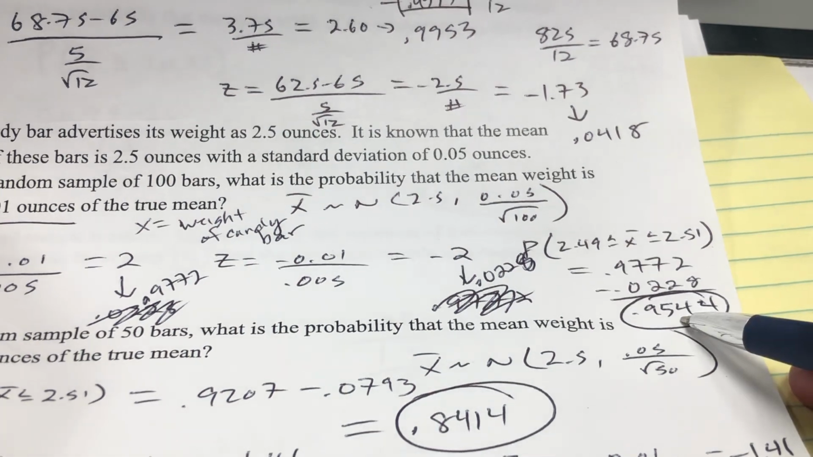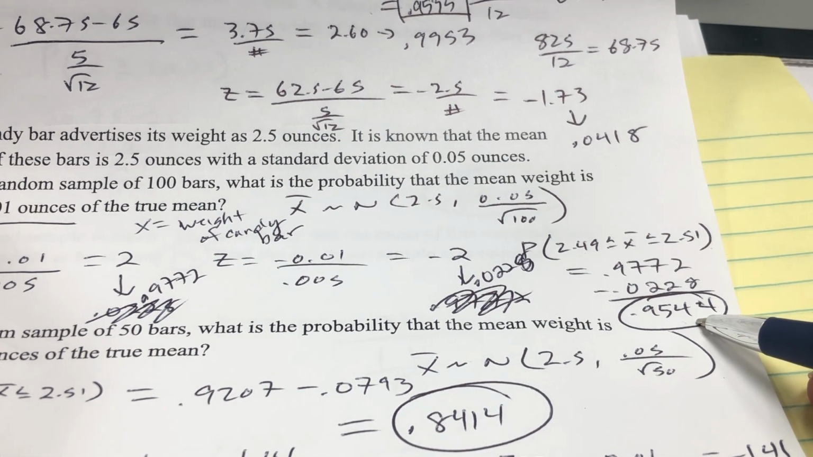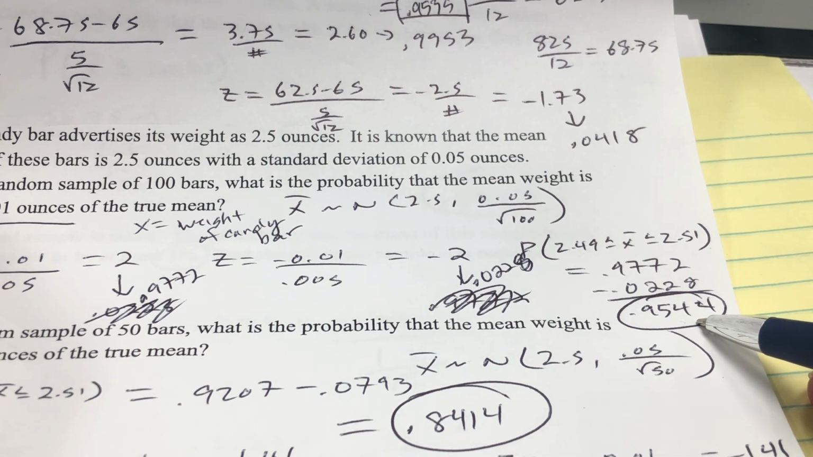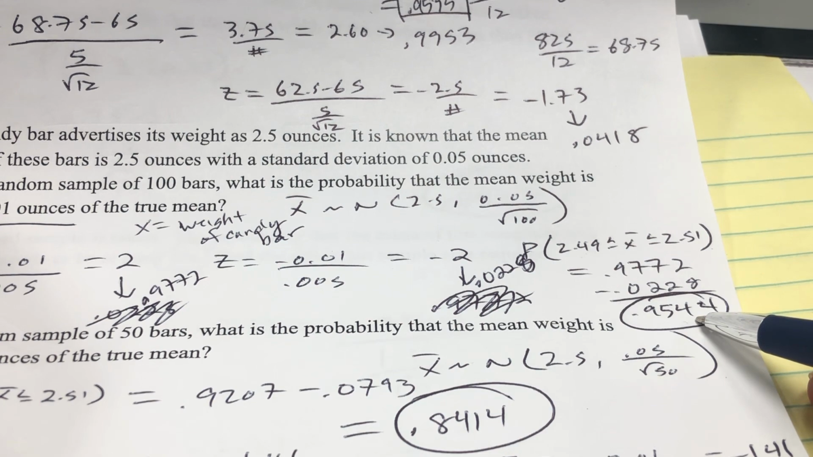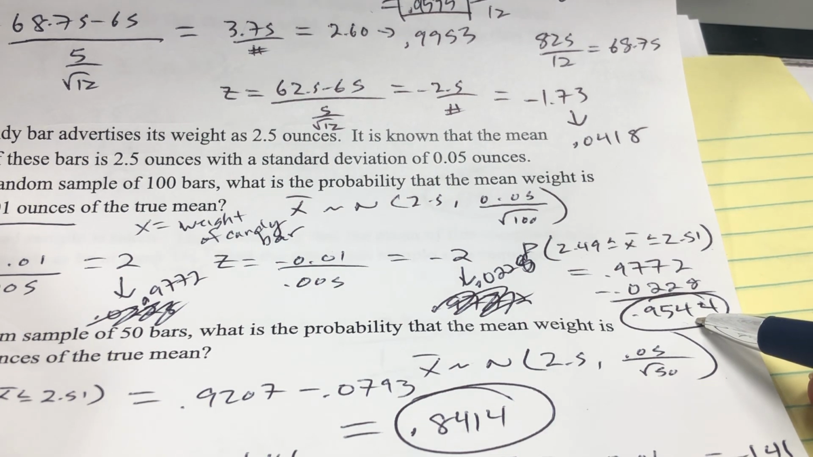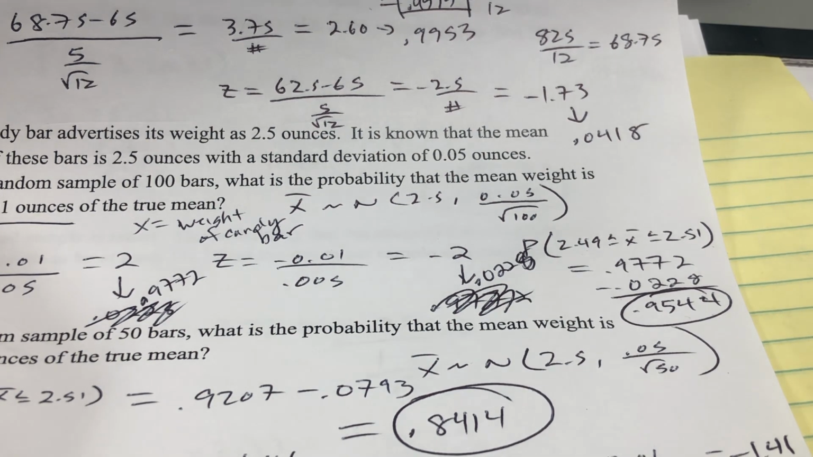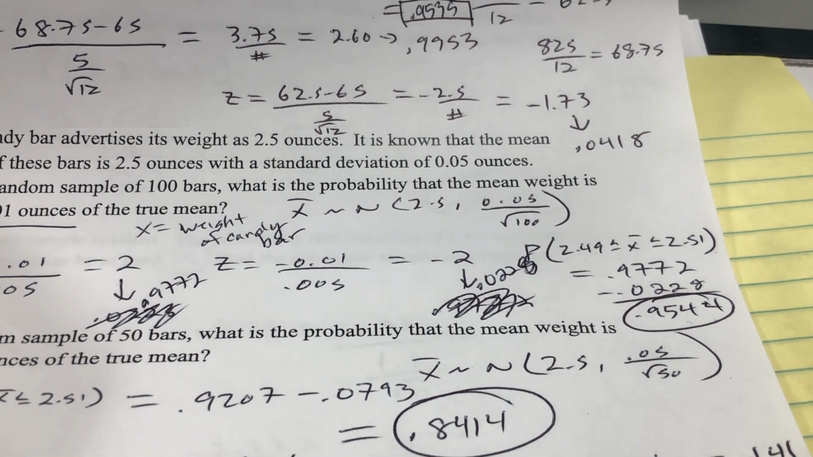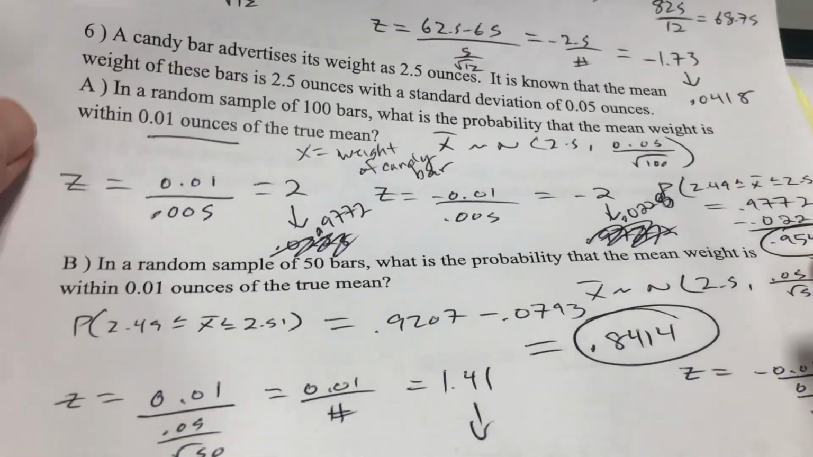Okay. So again, very, very high. So we know if it's off, if you have 100 bars and you get all the means, or if the mean weight is like 2.52 or 2.487, then something is off. It is not calibrated correctly.